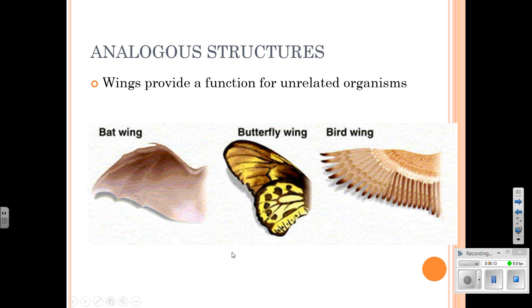And then in analogous structures, very different. The bat has bones, a butterfly does not. The bird has limited cartilage and feathers, so we're definitely not built the same, but they're definitely a wing shape and they look alike simply based on the fact that they need to fly to do their job and to live.